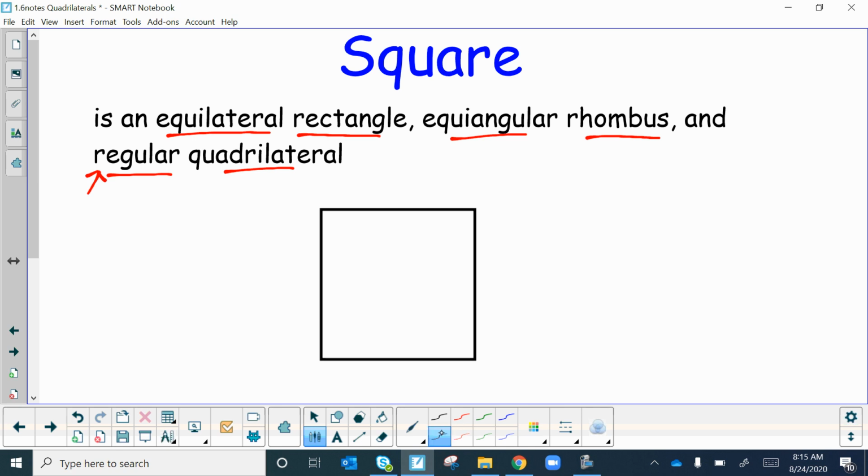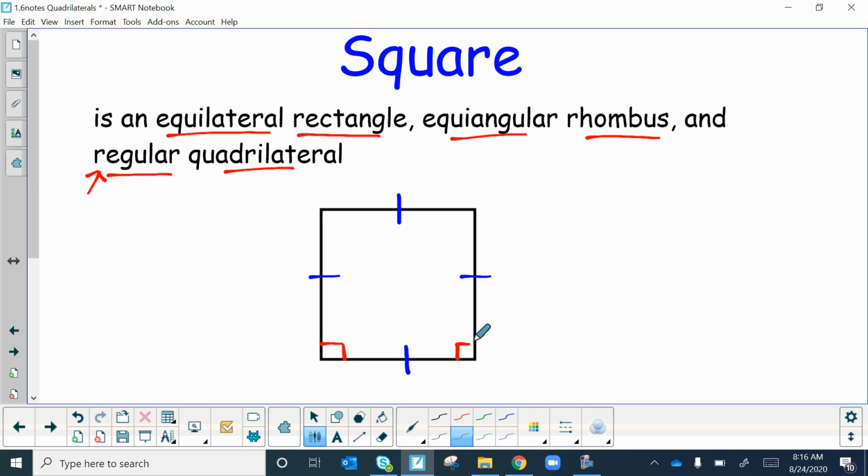So the first thing that you want to mark is all 4 sides being congruent. If you see a picture like this, that right there is not a square yet. This could possibly be a rhombus. So in order to turn it into a square, you have to show at least one right angle. That's the minimum that is required.